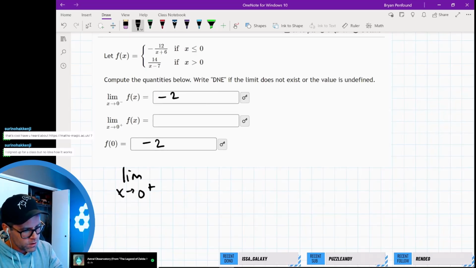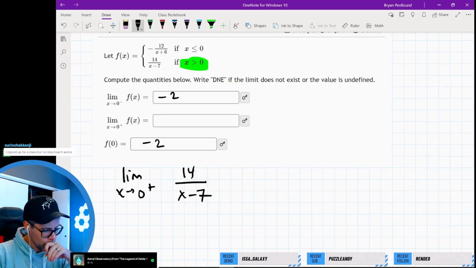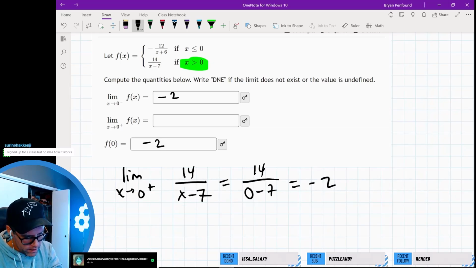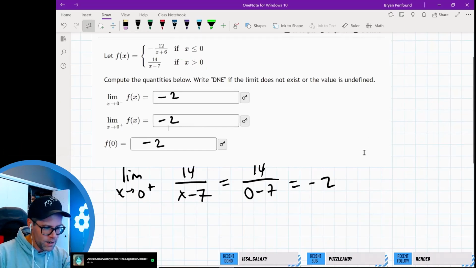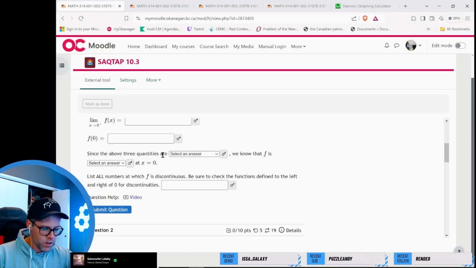And then finally, for values slightly bigger than 0, we're going to use this piece, which is 14 over x minus 7. Oh, interesting. If we do that direct substitution, because this function is theoretically continuous at 0, we have 0 take 7, so this is negative 2 again. Oh, interesting. So this piecewise function is continuous at 0. And I guess if we want to finish this up, the above 3 quantities are the same. All defined and equal is what I would pick. We know that f is continuous.